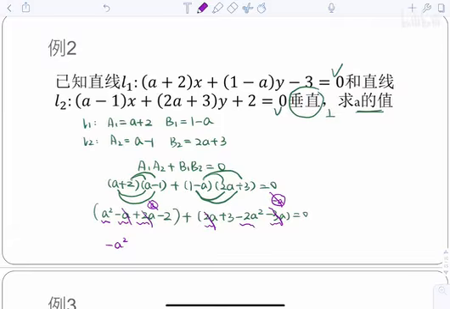Now let's see. This is minus 2, this is 3, so we get only plus 1, so that equals 0, meaning a squared equals 1, so a can be plus or minus 1. So this is the answer.